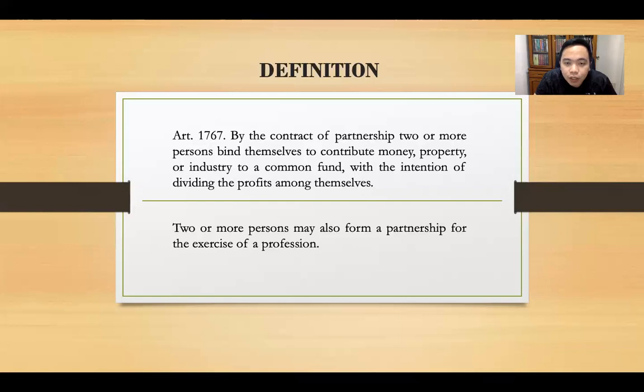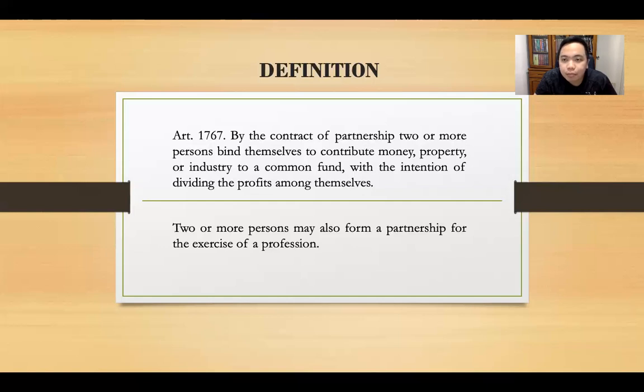By the time that the partner contributes his money or property, such money or property will form part of the common fund or the assets of the partnership. Now, each partner will have to own the entire assets of the partnership. And again, I have to emphasize that a partner cannot point to a specific property that he contributed as his own or separate property. Once you have contributed such money or property, that asset will now form part of the common fund, which is co-owned by the partners.